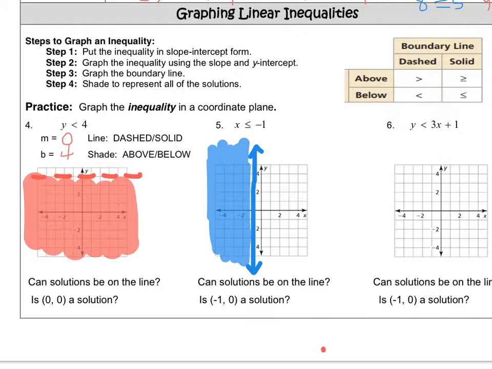Okay, so number 6, it's a standard linear inequality, nothing vertical, nothing horizontal. So I want you to figure out your slope and your y-intercept, graph your line, decide if it's going to be solid or dotted, and shade it. Pause your video while you do this and then check back for the explanation.